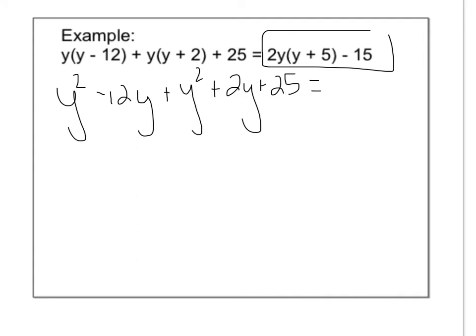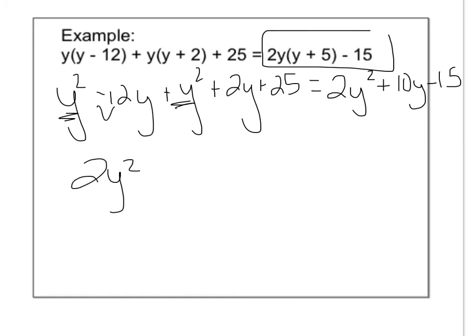So everything that's in that box we're now going to simplify. So we're going to have 2y squared plus 10y minus 15. Okay. Left hand side, we're going to take anything that is the same and add it together. So y squared plus y squared is 2y squared. Okay. We've got negative 12y, positive 2y. So that makes negative 10y. Then we just got that plus 25 that we tack on the end.